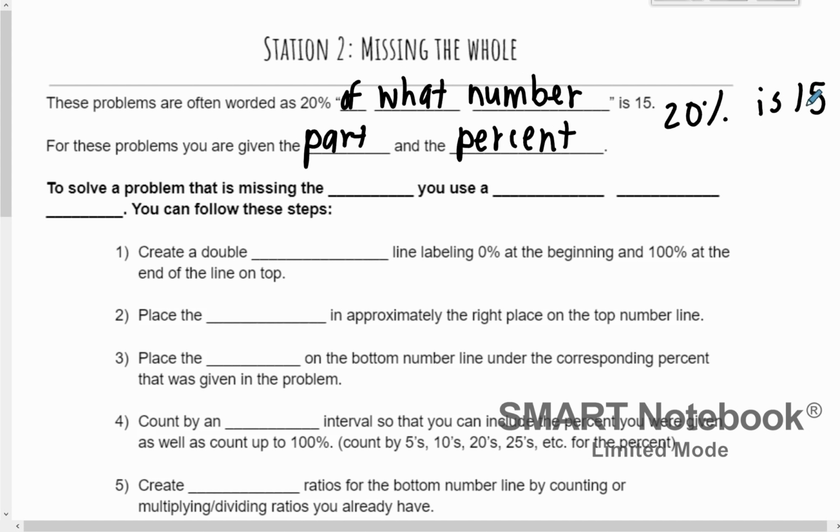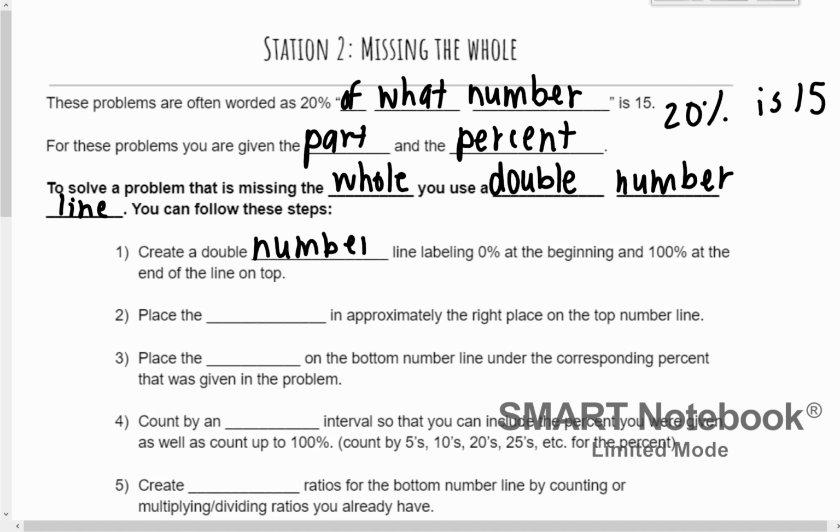To solve a problem that is missing the whole, or the total, you use a double number line, because we want to know what is 100%. What is that whole equal to? You can follow these steps. First, we're going to create a double number line, labeling 0% at the beginning and 100% at the end on the very top number line.